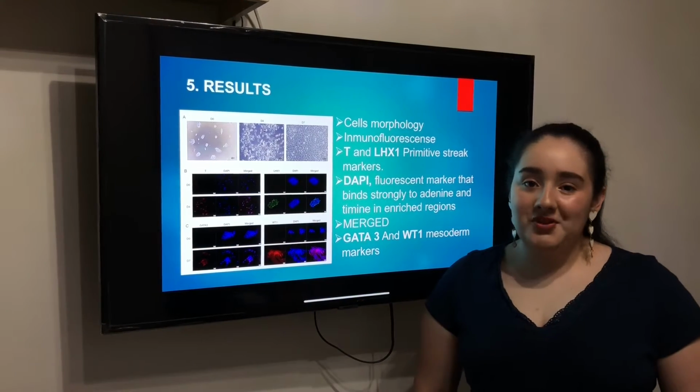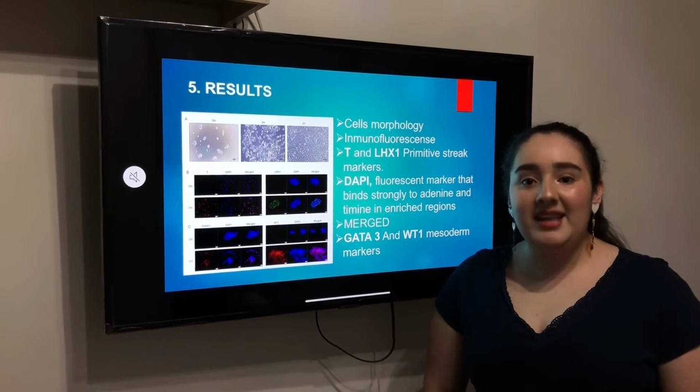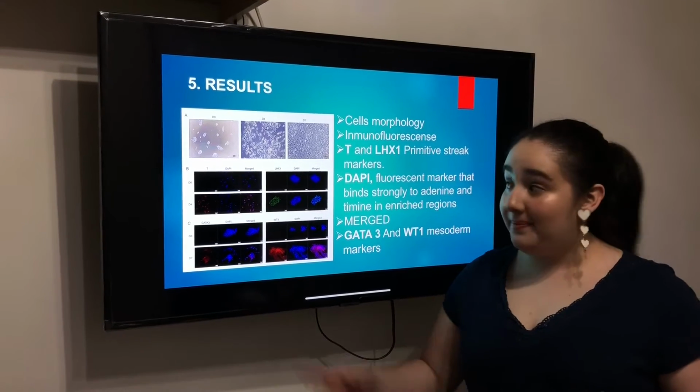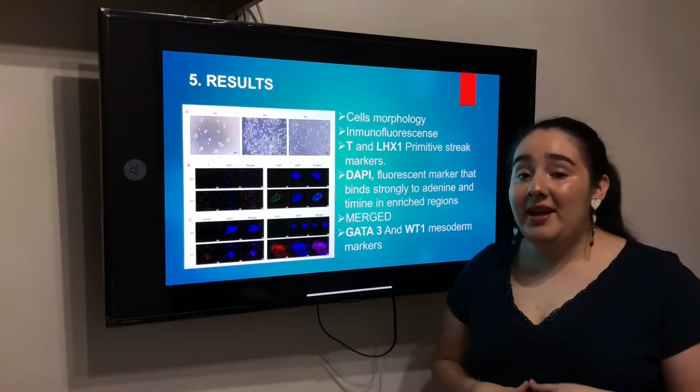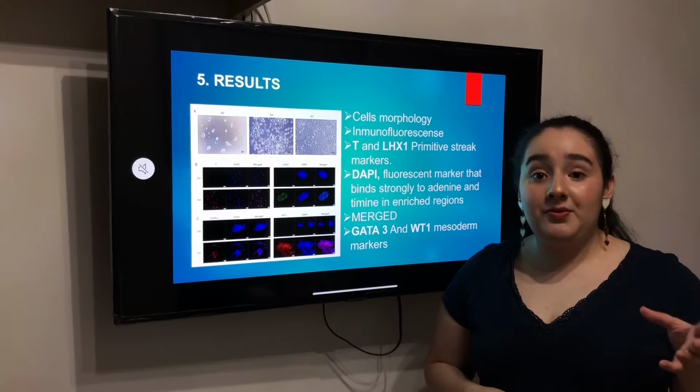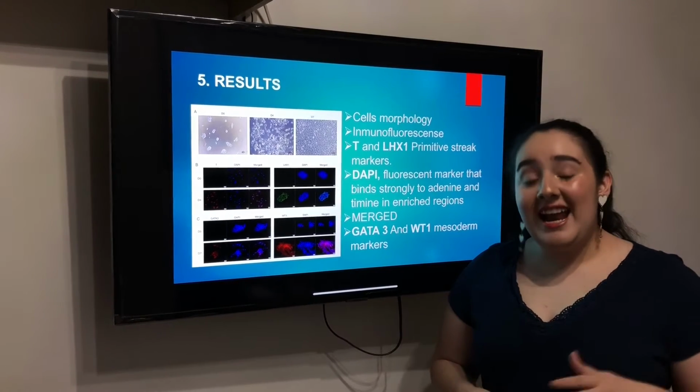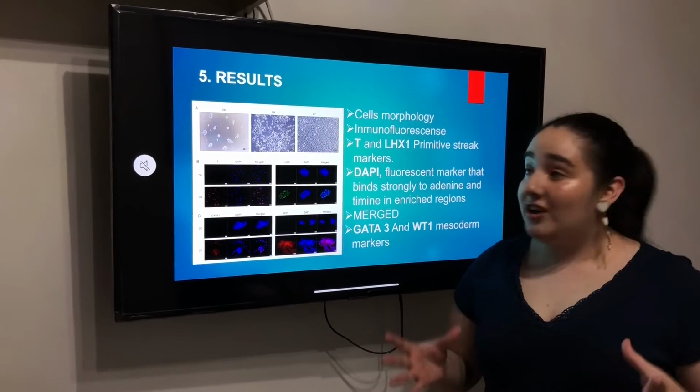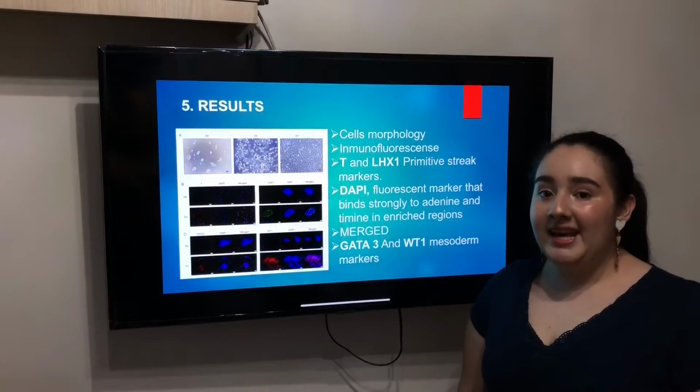Results. During the induction process, the cellular morphology changed a lot. At the beginning, the cells express a large shape, like you can see here. So in the study, they changed CHIR99021 to FGF9, and this helped the cells to express a fuller shape, like you can see here.